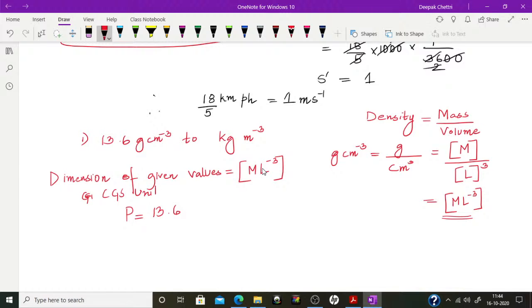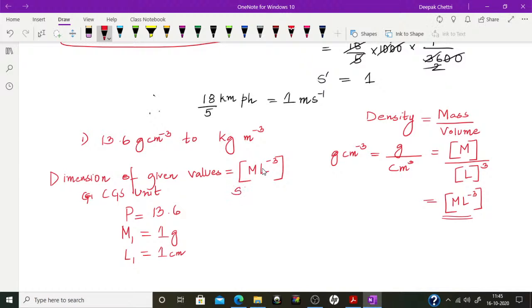So CGS units are given to us, so P is that value. Now look at the dimensions M and L, we need M and L. So M1, what is the smallest value? 1 gram, right? And L1, what is the smallest value? 1 centimeter. Okay, we need to convert it to SI unit.